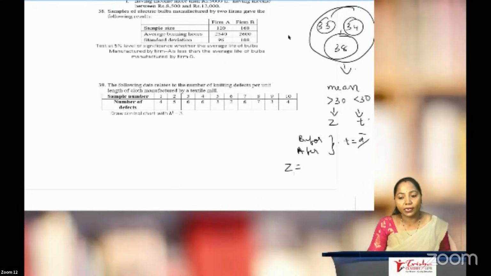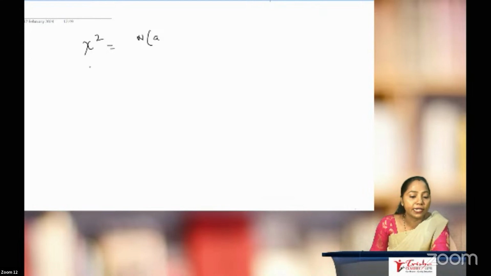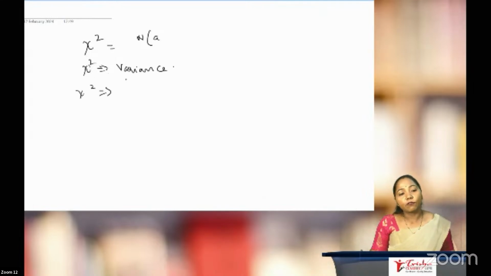Then we have chi-square test, that is for attributes. How many applications do we have for chi-square? We have 3. We test for independence of attributes. Then we have test for variance, chi-square test for variance. Then test for goodness of fit. So these are the 3 applications for chi-square test.